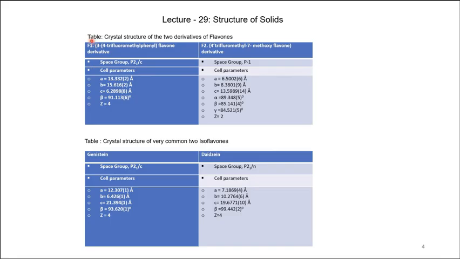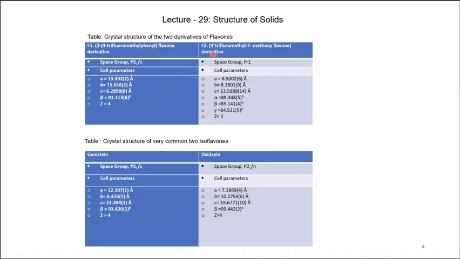Here, F1 is a derivative of flavones, and it crystallizes in space group P21/c, and its cell parameters are given below. If it is P21/c, then that means it's a monoclinic system with cell parameters A, B, C, and beta, and it has 4 formula units in the unit cell. Okay, the molecular formula we have shown in the earlier slides, so we get 4 formula units in the unit cell with these cell parameters.